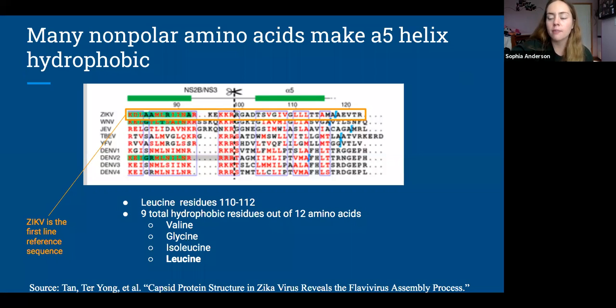As you can see, the image depicts from residues 103 to 115 the amino acids that compose the alpha-5 helix. Upon closer inspection, you can see that of these 12 amino acids, 9 are nonpolar amino acids, most notably the 3 leucines on residues 110 through 112, along with valine, glycine, and isoleucine. This just reiterates the fact that the hydrophobic chemical properties of this structural unit within the capsid contribute to the overall formation of the biomolecule.